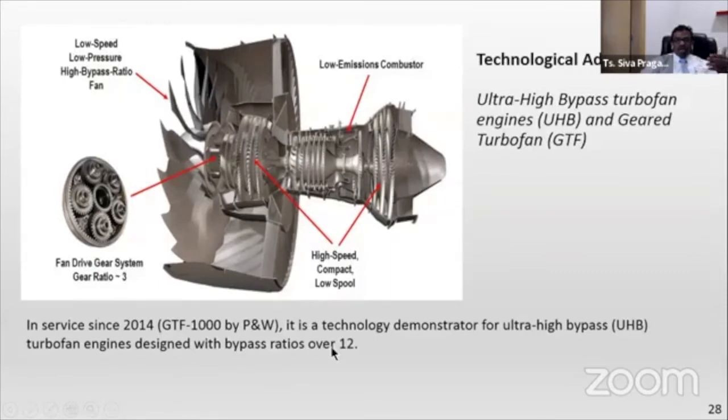It's got an ultra high bypass with a ratio over 12. We will see later in the next chapter. In the next slide, we will see the low bypass as well. And you can see the ultra high bypass, very, very big, the ratio. What is this bypass? Like what I have briefly mentioned earlier, the bypass is the amount of air that is passing through the core in ratio to the one passing through the secondary, right?